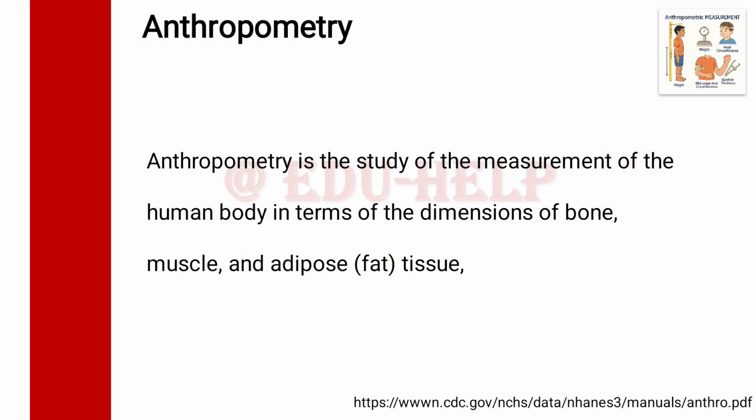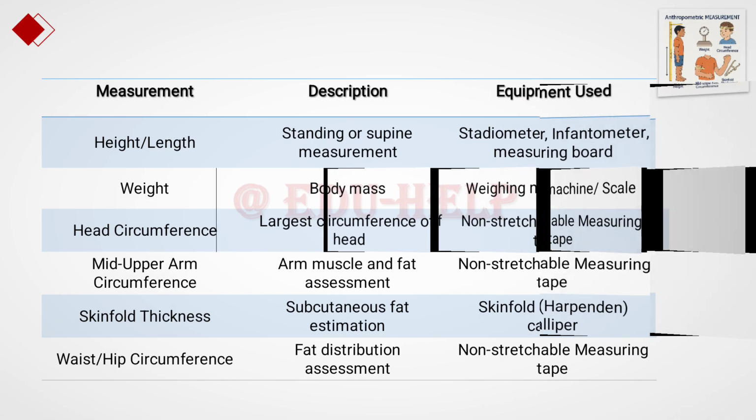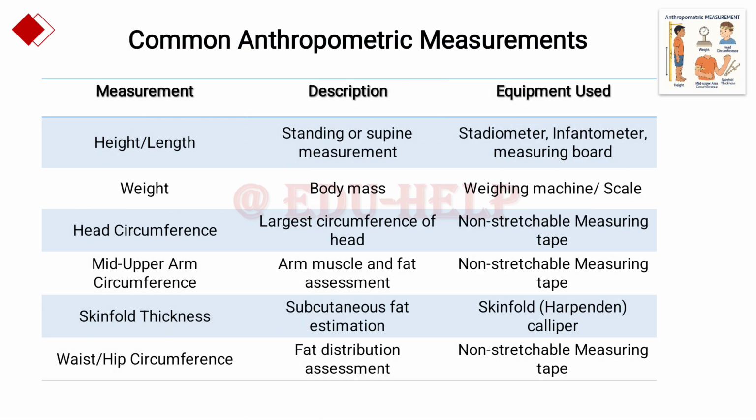As per CDC, anthropometry is the study of measurement of the human body in terms of dimension of bones, muscles and adipose tissue. There are certain common anthropometric measurements, like height or length, which is measured by stadiometer, infantometer or certain measuring boards. For weight, we use weighing machine or weighing scale.